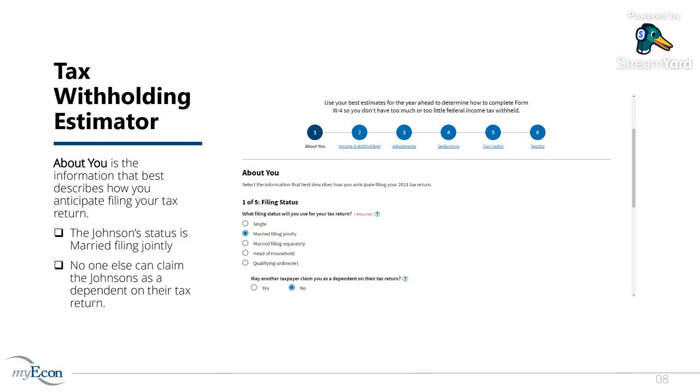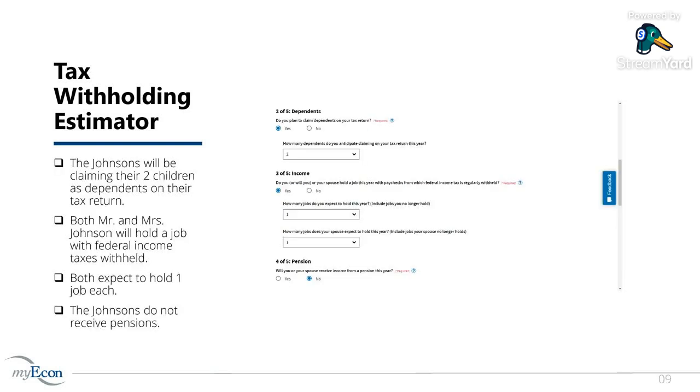The Johnsons' status is married, filing jointly. No one else can claim the Johnsons as a dependent on their tax return. Keep moving. Right? The Johnsons will be claiming their 2 children as dependents on the tax return. Both Mr. and Mrs. Johnson will hold a job with federal income taxes withheld. Both expect to hold one job each, and the Johnsons do not receive pensions.